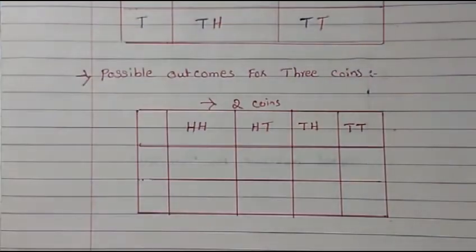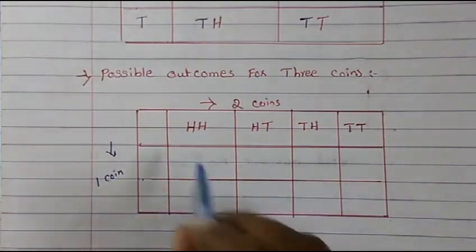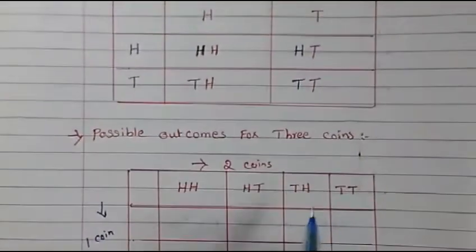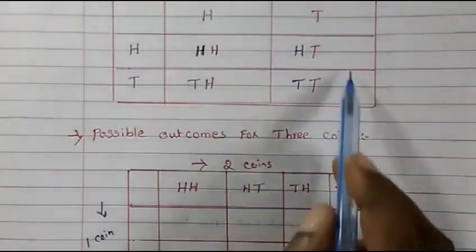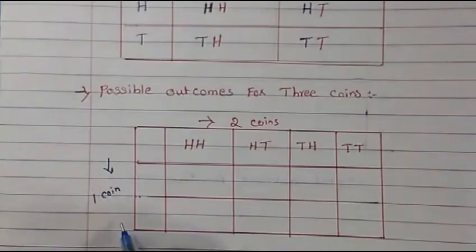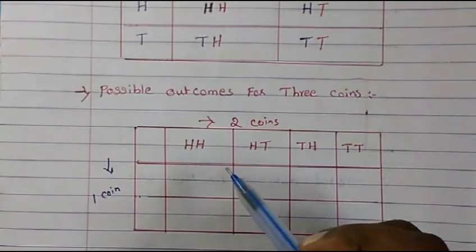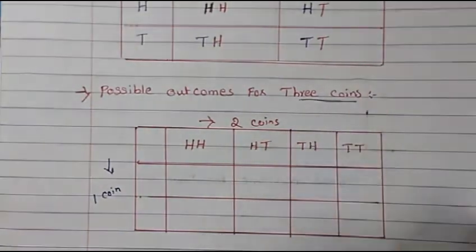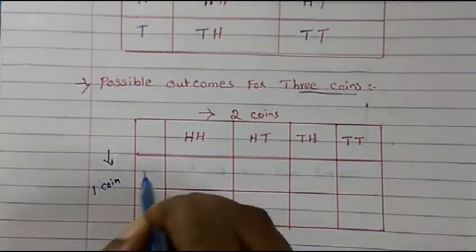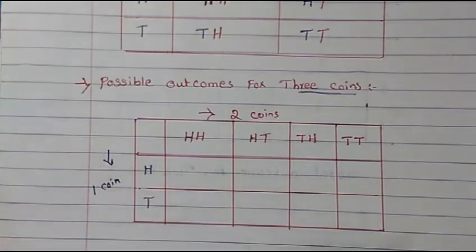Now let's write down one more coin on this side, then it will become 3 coins. So this is for the 2 coins that we got. For 2 coins we had 4 possibilities, which I have written in red color, and one more coin we have added in blue color. Then the total becomes 3 coins. So when we toss 3 coins simultaneously, what are the possible outcomes? Let us see. For the blue coin there will be head and then tail.